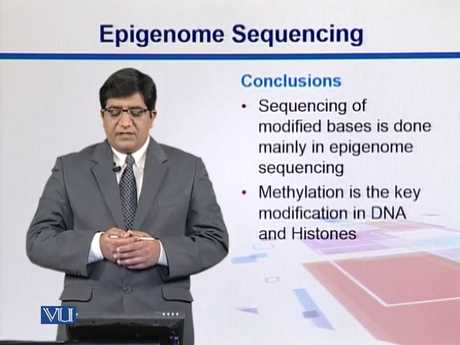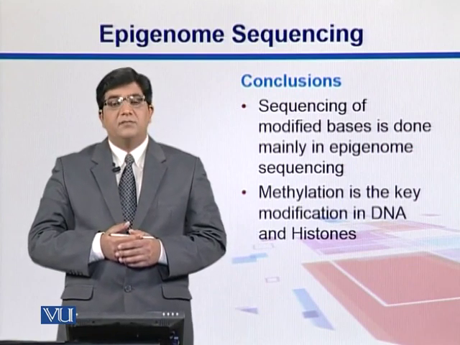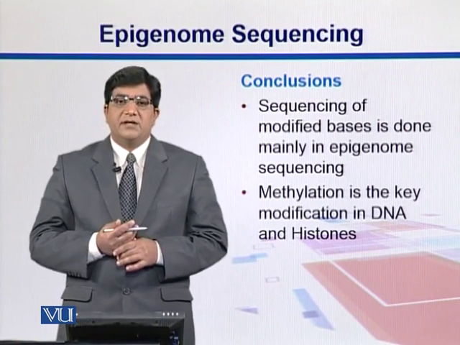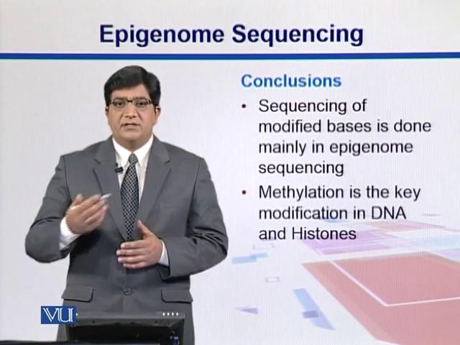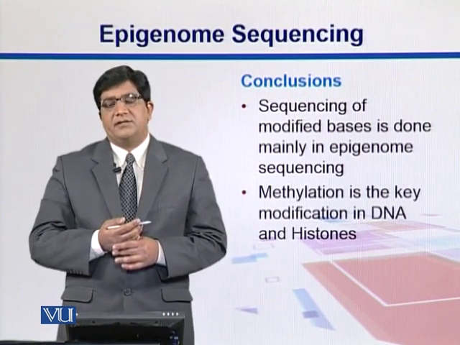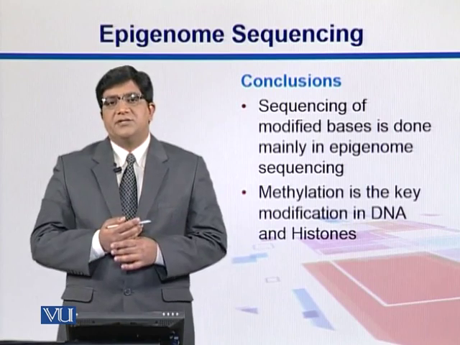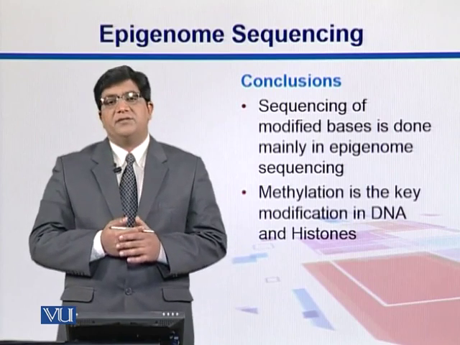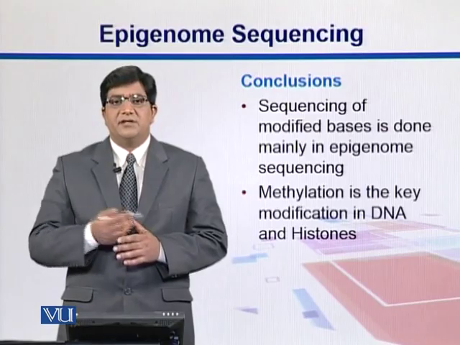So what we have seen here is that sequencing of modified bases is mainly done in epigenome sequencing. Mostly we are interested in studying the methylation patterns in the DNA, and methylation is actually the key modification in the DNA.